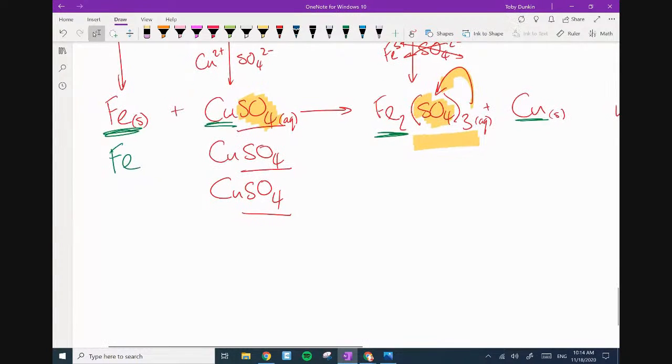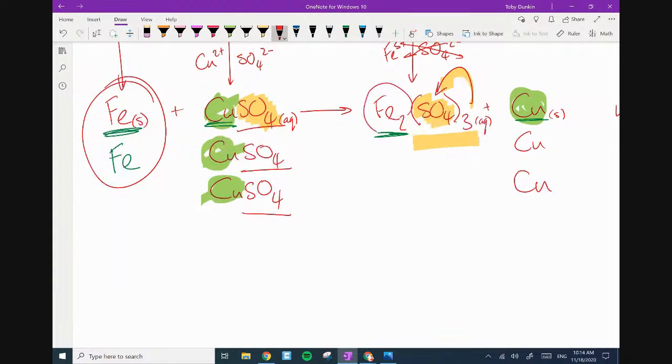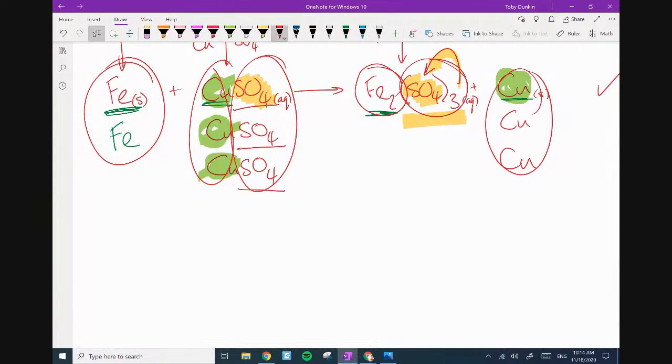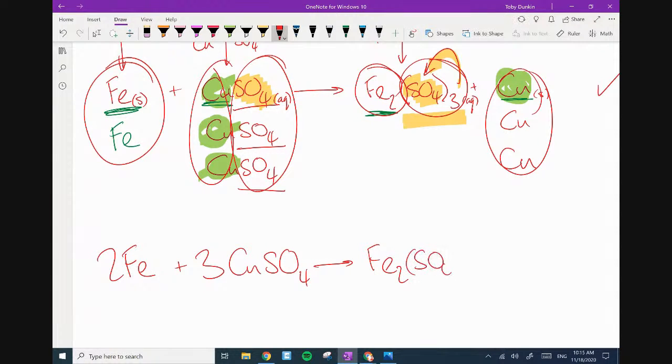Right, now I'm going to check my coppers. I've got 3 coppers, 1, 2, 3 coppers. On this side, I've now only got 1. So I'm going to add 2 more boxes onto that side. And then I'm going to say, right, check everybody. 2 irons, 2 irons. 3 coppers, 3 coppers. 3 sulfates, 3 sulfates. My equation is finished. Count up your boxes. 2 Fe plus 3 CuSO4 goes to 1 Fe2(SO4)3 plus 3 Cu.